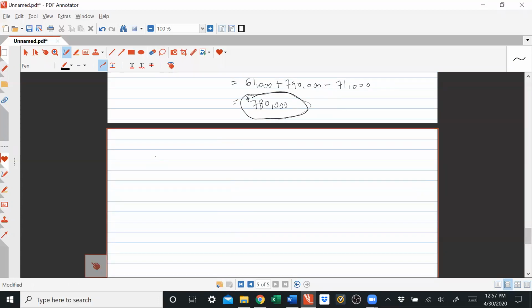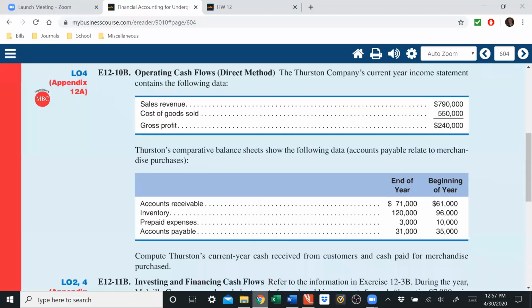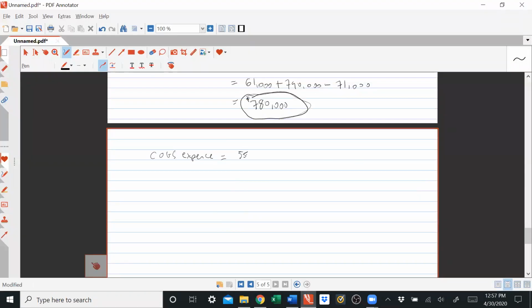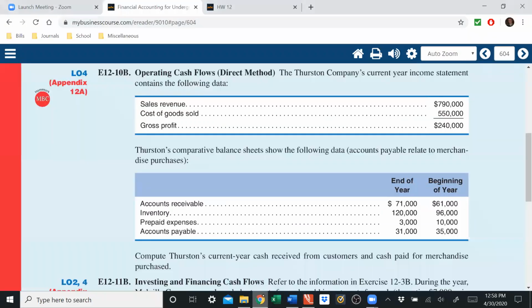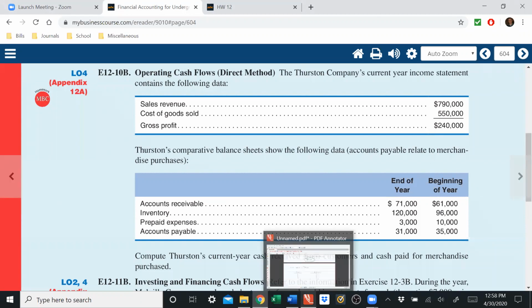All right. Cash paid for merchandise purchased. The income statement line item that you analyze, that you look at, is cost of goods sold expense, which they told us was 550,000 right here. And then you analyze two balance sheet accounts that are related to that. First one being inventory, and the second one being accounts payable. So first, inventory. And we're assuming that all inventory we purchased on account. So inventory starts with a $96,000 balance and ends with a $120,000 balance.